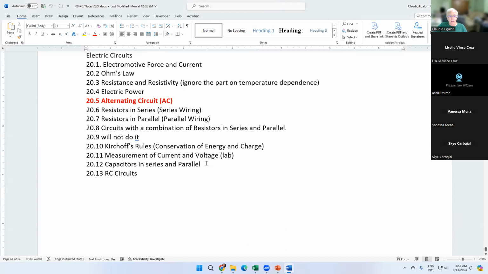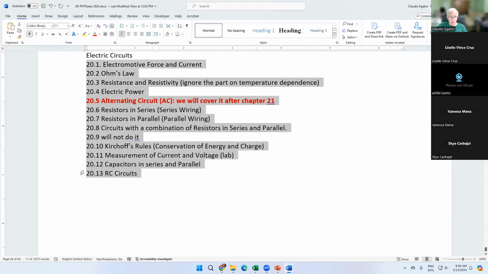Okay, right here, this one is going to come later on, not yet. It's going to come later on after we cover chapter 21. That's where alternating circuits come along. We have to cover the concept of magnetic field before we cover alternating circuits. The book didn't do it this way, unfortunately.